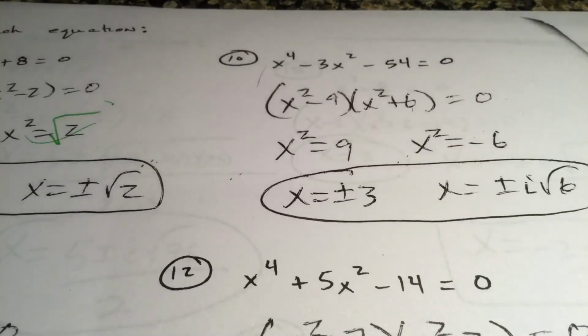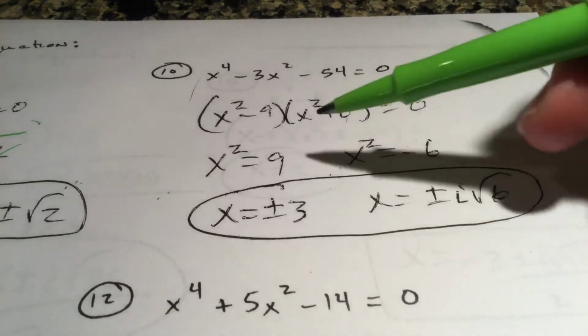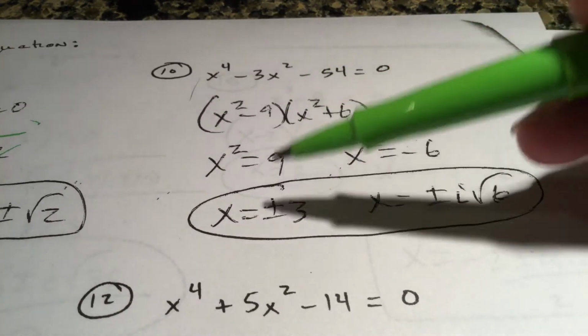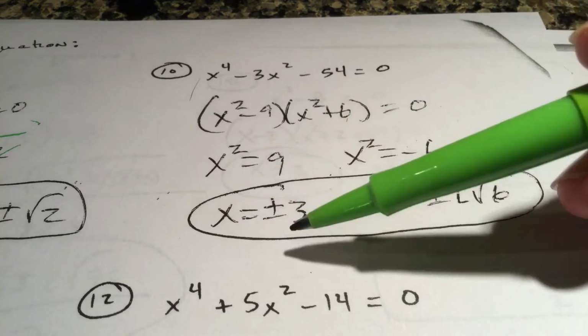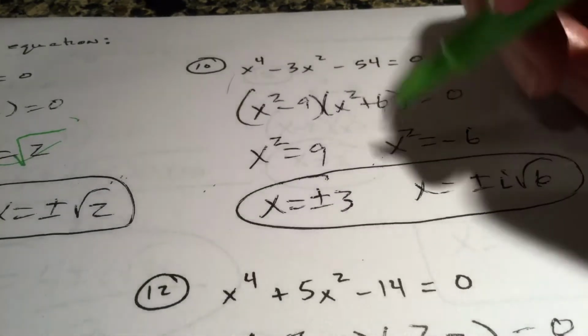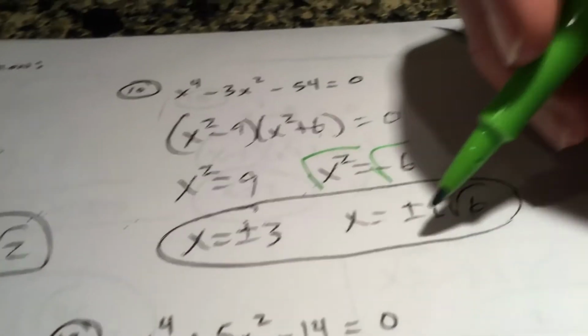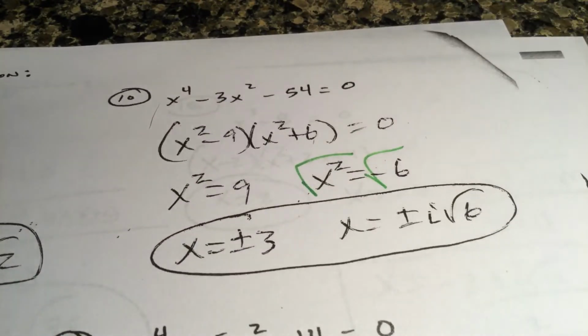On 10, what multiplies to 54 and differs by 3? That'd be negative 9 and 6. Move the 9 over. You get x squared equals 9. When you take the square root of 9, you get plus or minus 3. Move the 6 over. Now you have x squared equals negative 6. When you take the square root of a negative 6, first off, always plus or minus. You've got to take out the i: i root 6.